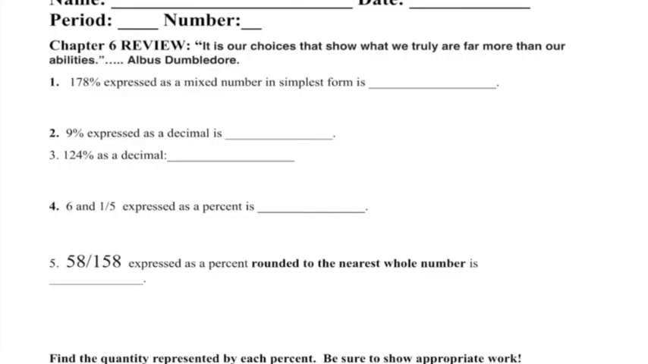Okay, boys and girls, this is our Chapter 6 review for percents. First question is 178% expressed as a mixed number in simplest form.